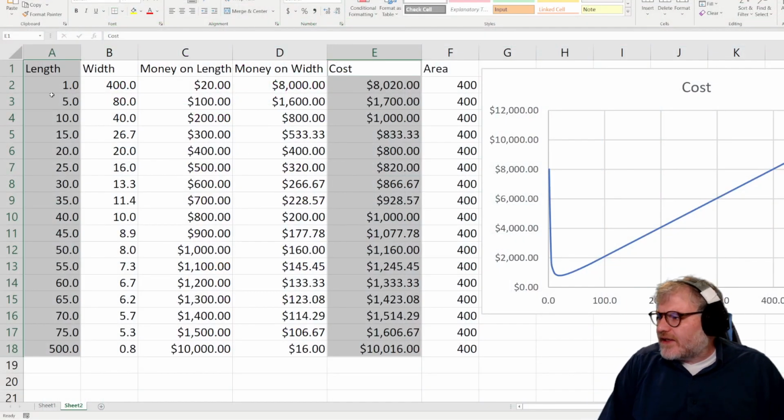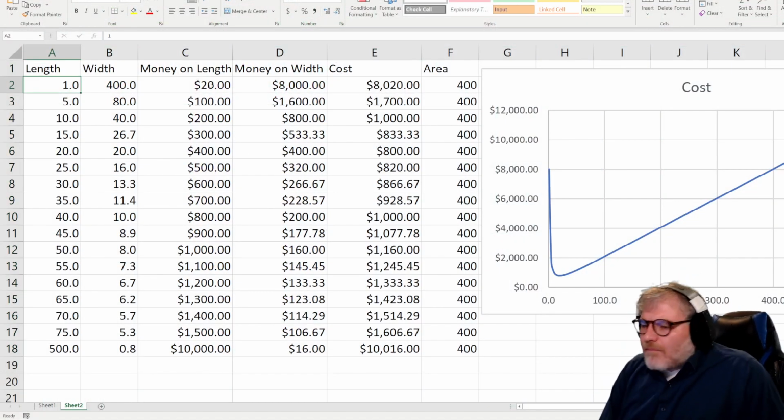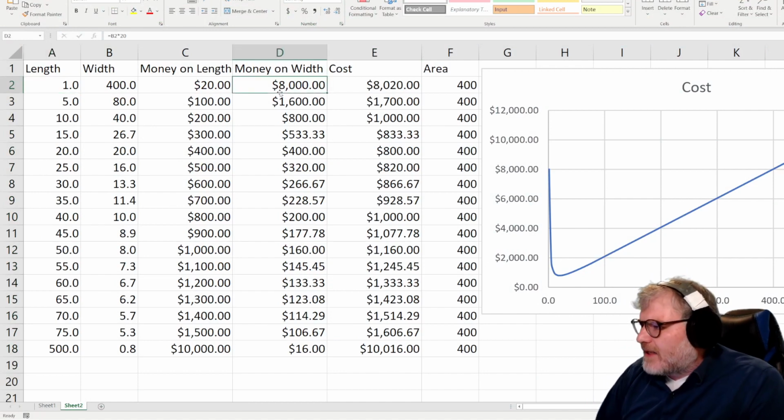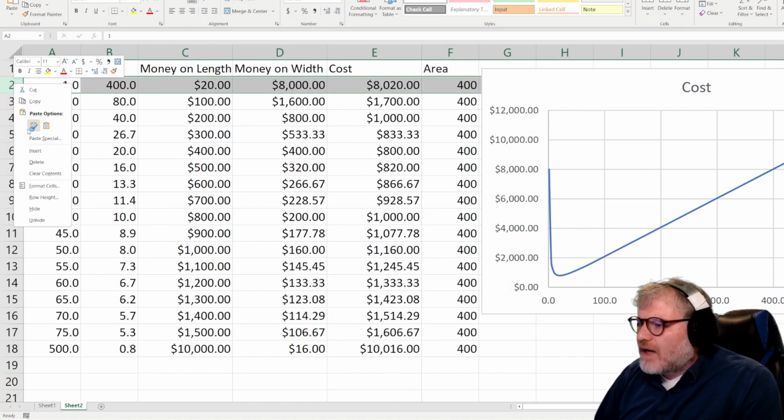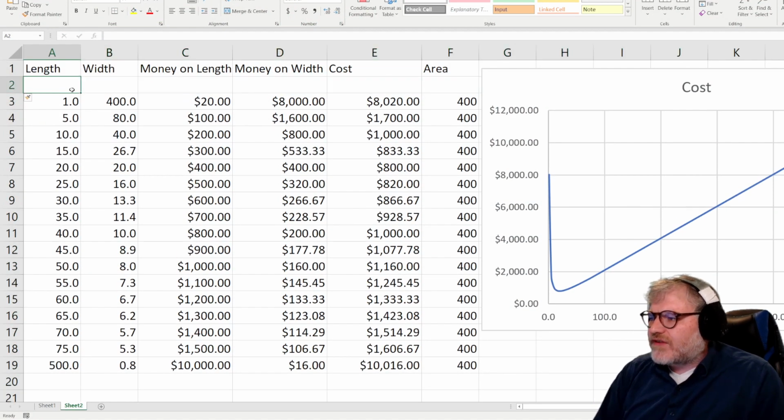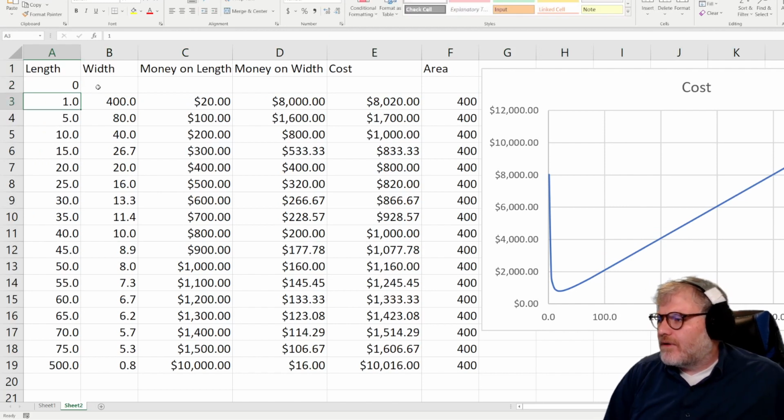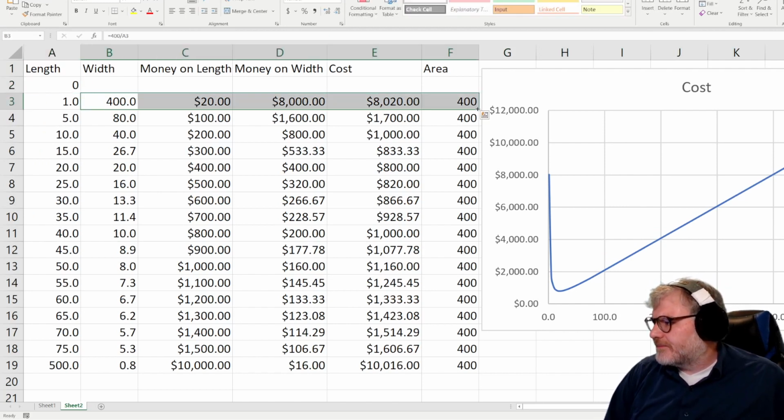So here's the same thing I did again, but now my area is fixed, and what I'm trying to minimize is the width. Well, watch what happens here if I do 0. And I copy all these up.